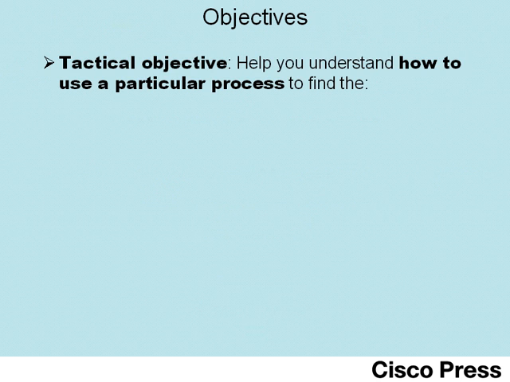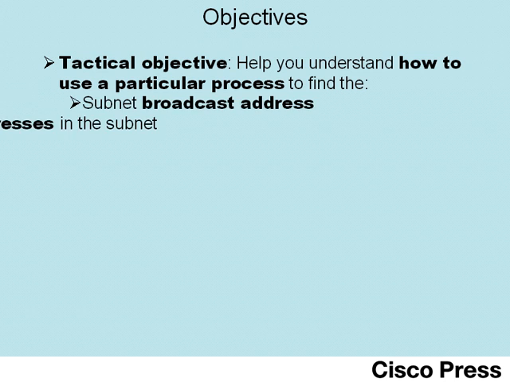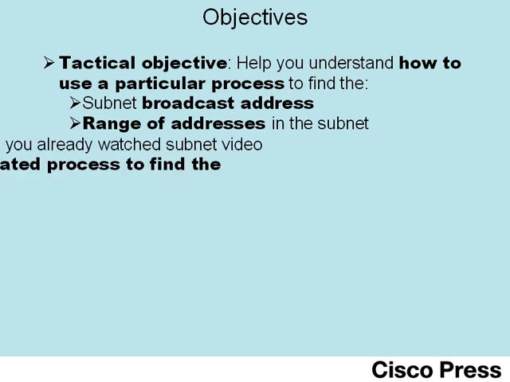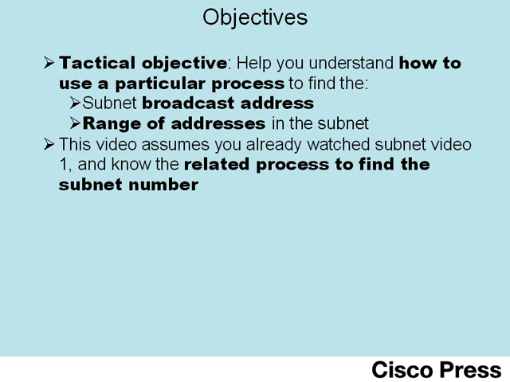This video has 2 main objectives. First, the tactical objective is to help you understand how to use a particular process to find 2 pieces of information about a subnet: the subnet broadcast address and the range of valid addresses that can be assigned to hosts in that subnet. To fully understand the process that's shown in this video, you need to know a related process that's used to find the subnet number. If you've not done so already, you might want to watch Subnetting Video 1, which shows how to use that process, or at least have read about it in the Cisco Press CCNA exam certification guides.